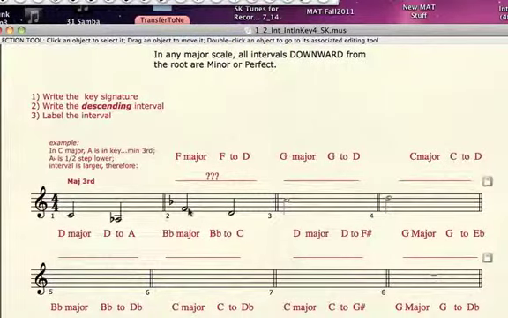Let's do another one. We're in F. F down to D. Again, the question is, is D in the key of F? The answer is yes. It's a third, it's downward, therefore it's a minor third.